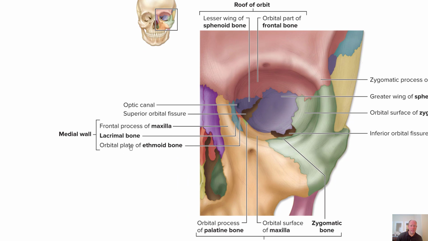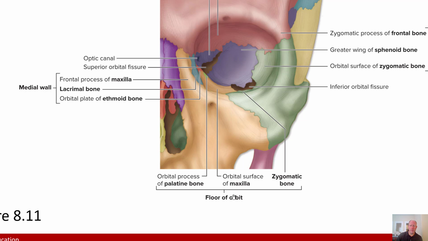As far as the medial wall of that orbit goes, we have the frontal process of the maxilla, the maxillary bone here, and the lacrimal bone. And we have the orbital plate of the ethmoid bone, right in here. The floor of the orbit is the orbital process of the palatine bone, that little guy right there, and the orbital surface of the maxilla, and we already mentioned the zygomatic bone.